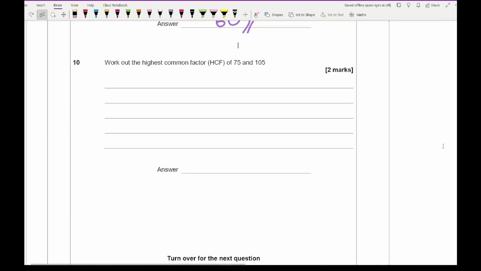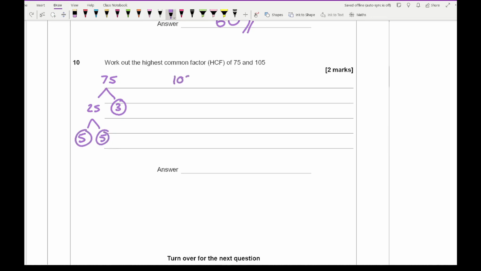Then for question 10, it says work out the highest common factor of 75 and 105. Again, there are several different ways in which you could show this. You can either do a Venn diagram or you could do a factor tree. Personally, I would say a factor tree is probably the most common. So 2 numbers, and your starting numbers might be completely different, but your end numbers should be exactly the same. So I'm going to go for 25 times 3. 3 is prime. 5 times 5, and both those numbers are prime.